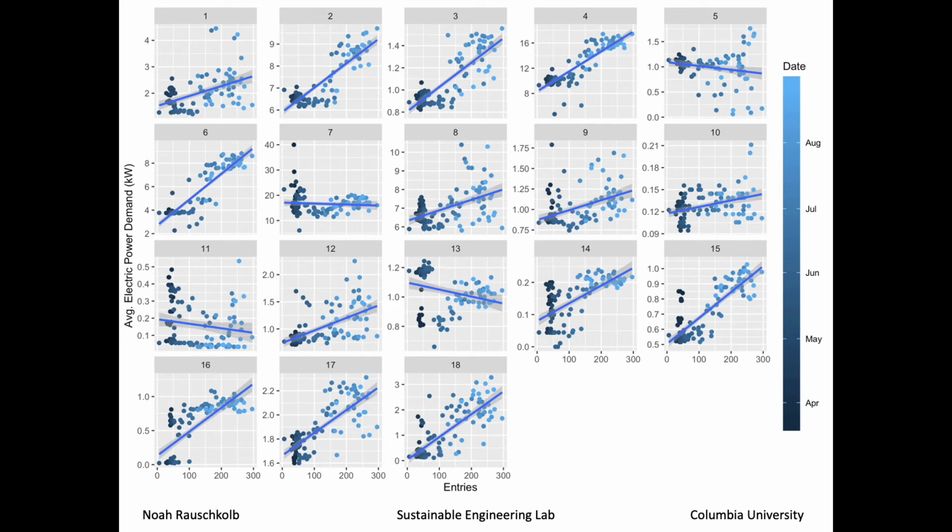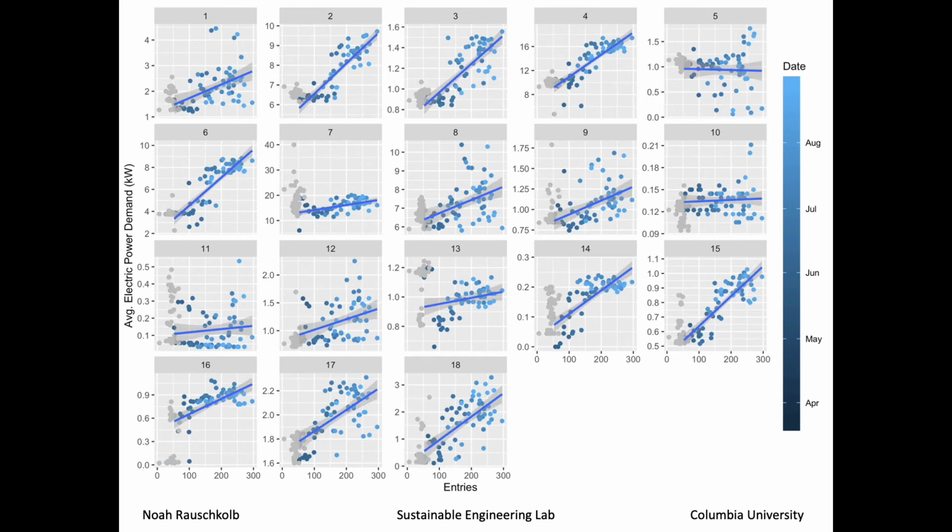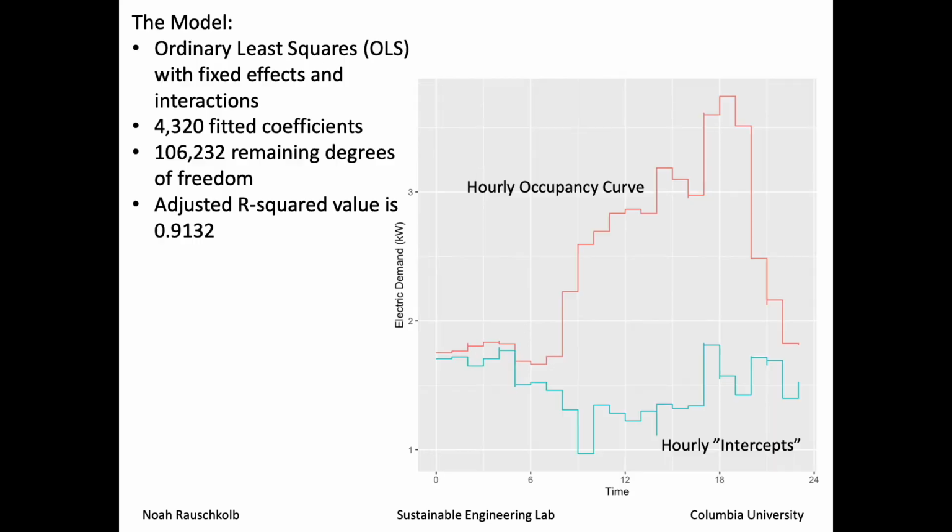So if you look at meter 13, for example, there's this big cluster of points right in the top left corner, and that completely skews the model of occupancy versus load. By removing those points, we actually get much cleaner fits for these linear models. And now for each meter, we have an idea of how much load increases as the number of occupants increase.